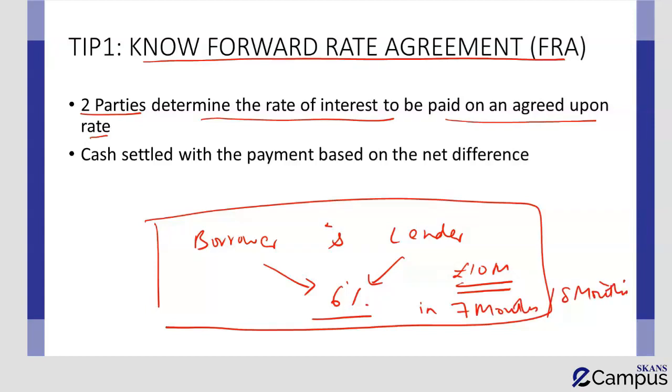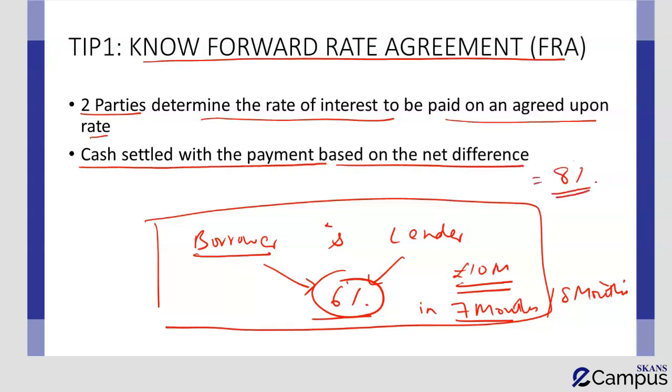In such agreements, rather than the actual transaction taking place, it is cash settled, with the payment based on the net difference. So what do we mean by that? If I'm a borrower and I've agreed to borrow a loan at 6% in 7 months time, and when 7 months hit, the market rate has reached, let's suppose, 8%. LIBOR, the London Interbank Offered Rate, has just reached 8%.